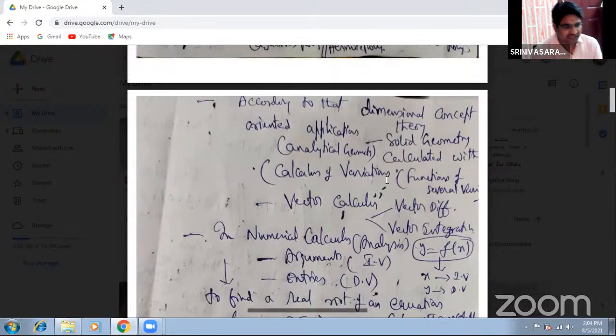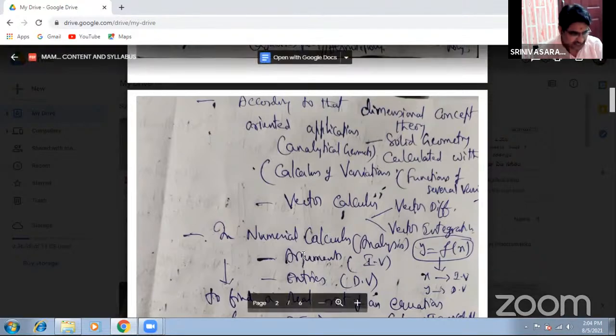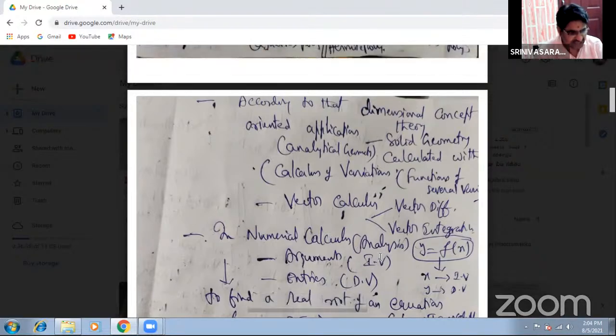Now, the calculus of variations means the functions of several variables. Suppose here the calculus in one of the regions is vector calculus. Now, what is vector calculus? Calculus means the combination of vector differentiation and vector integration. Especially in numerical calculus, the numerical realization is also there.